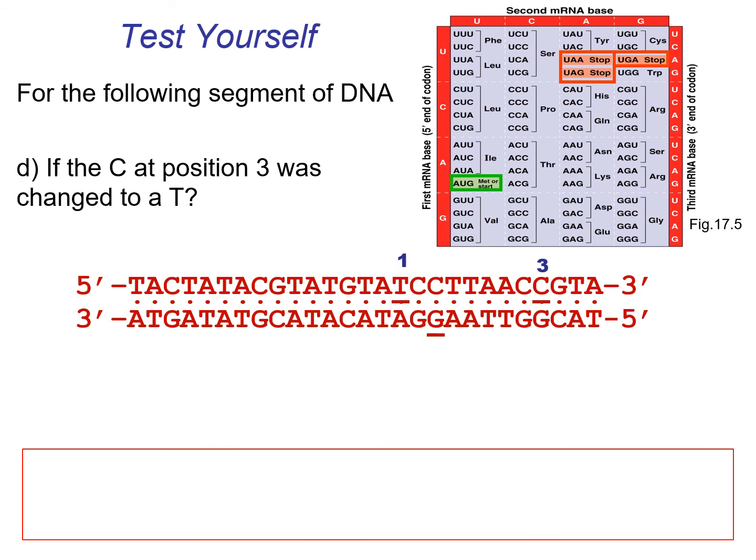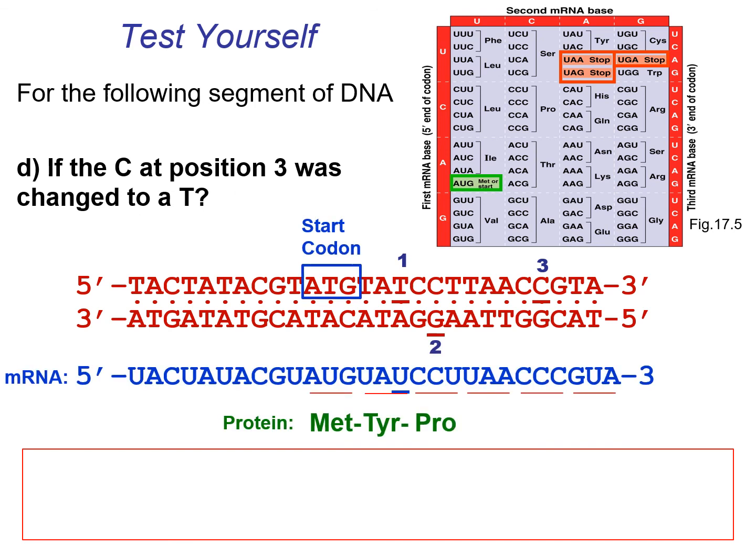Okay, one more question, part D. It says, what if the C at position 3 was changed to a T? Okay, so there's our messenger RNA and there's our amino acid sequence. So take a look. We have our ATG. So here we go. There's the first codon. Here's our second codon. Okay, here's our third codon. So we've got methionine, tyrosine, proline, and then over here we have our stop codon.